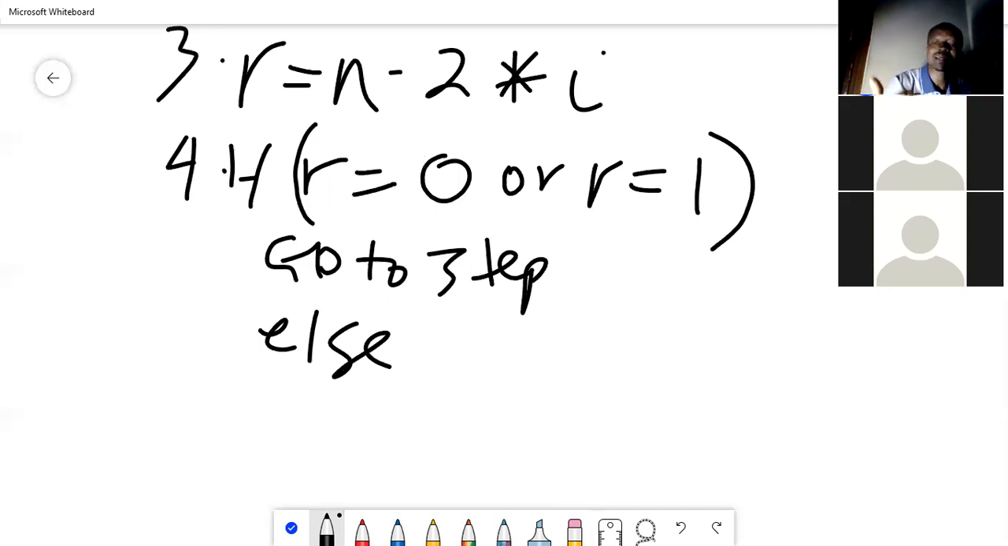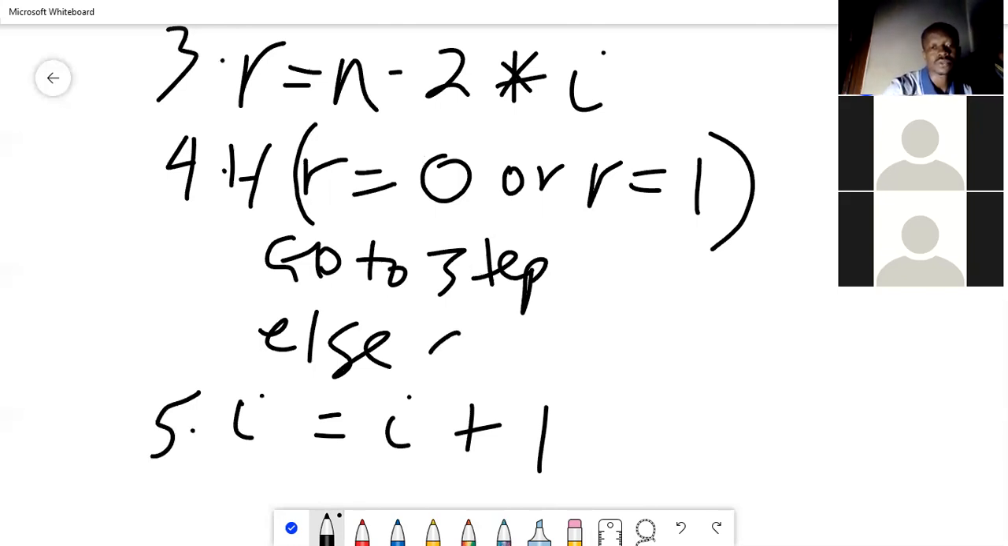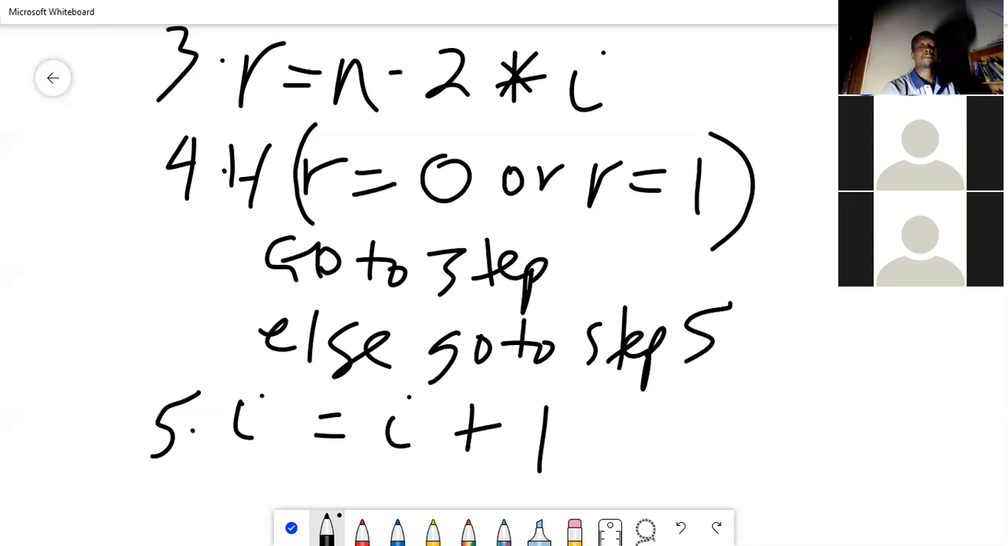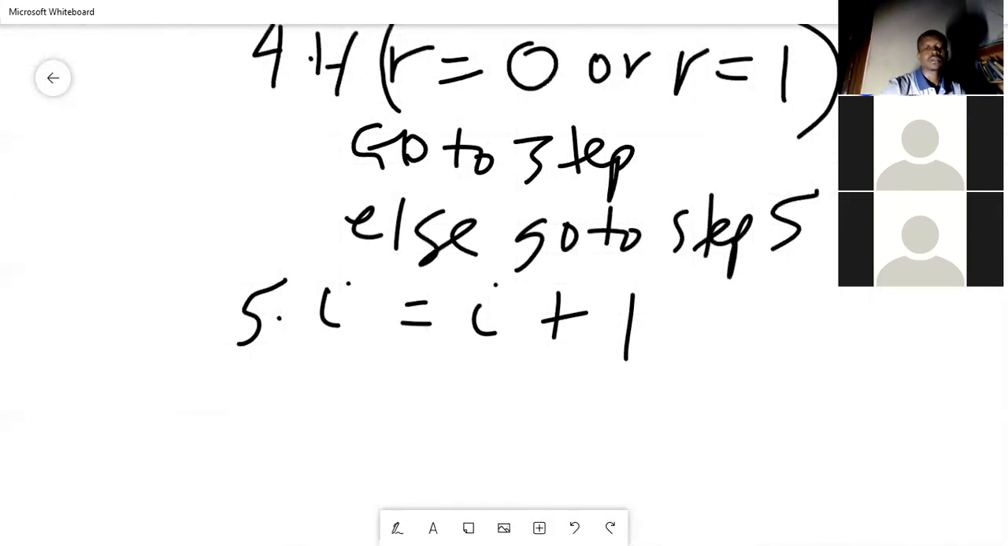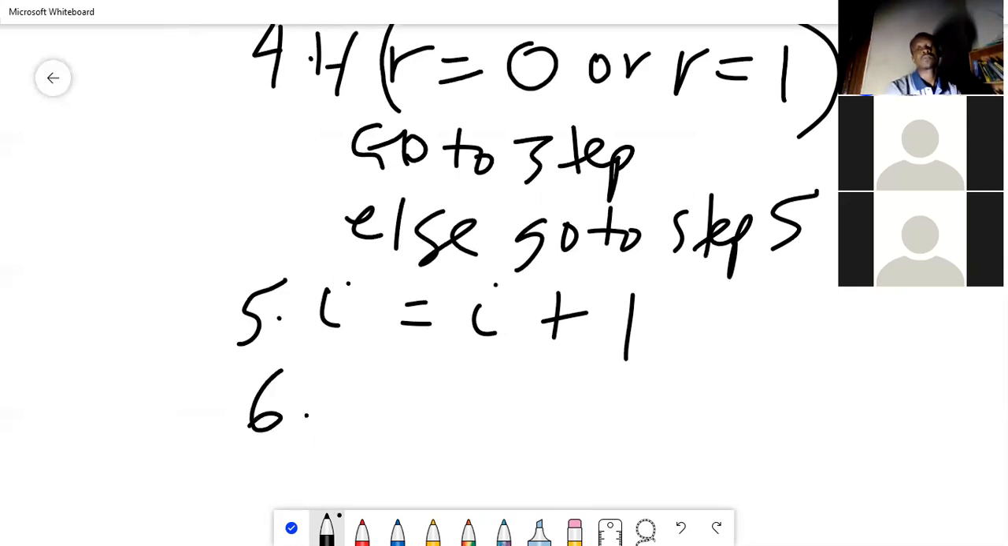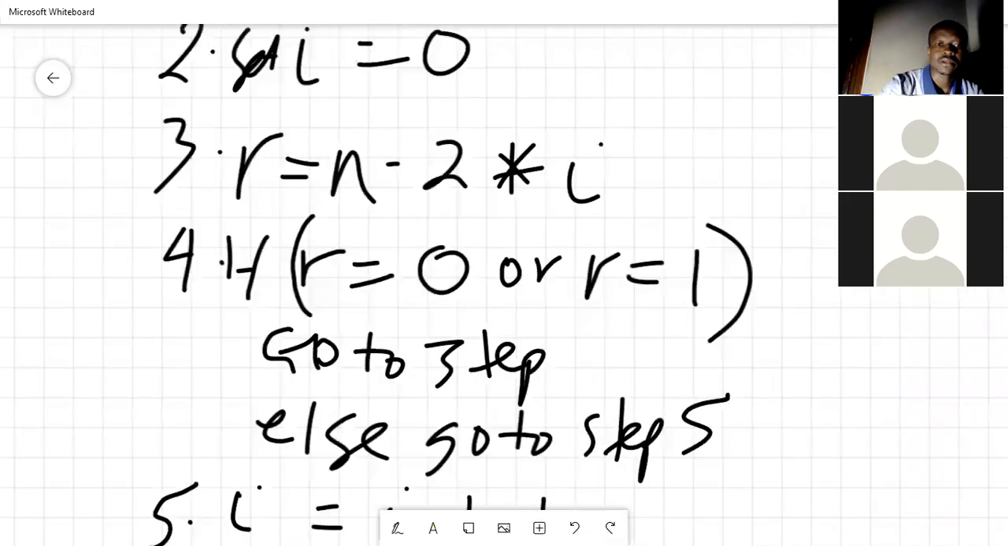But what I want to do is increment I. So I want to do I equal to I plus 1 to increment it in step 5. Can do that. Step 5. So I was 0, so now it will be what? 1. Is that not so? Okay. All right. So step 6. Now that we've incremented it, what should we do? I think we should now go and do the calculation again, isn't it? So we go back up. Step 3.